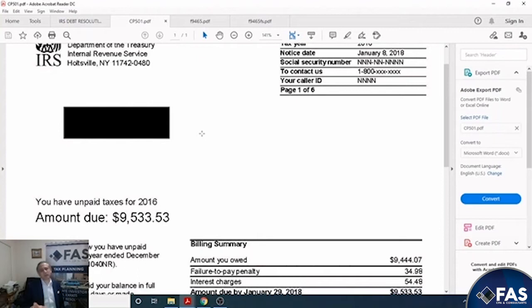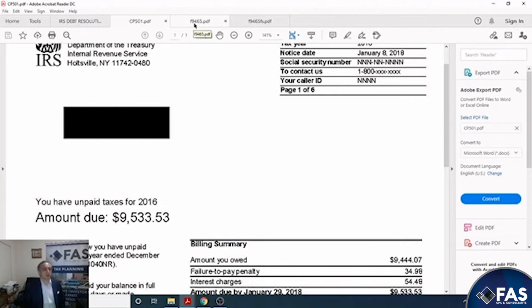This letter says that the IRS says that you owe $9,533. This means that you need to find information about the reason why you owe this money. And once you find that and realize that this is correct, then the next step is to do an installment agreement.